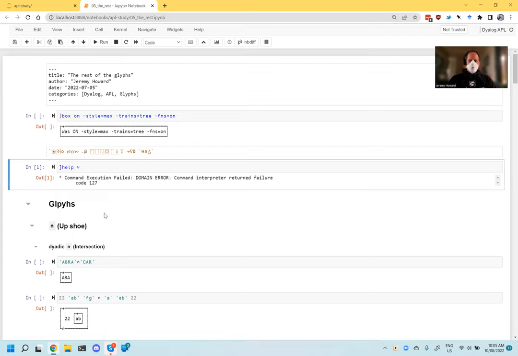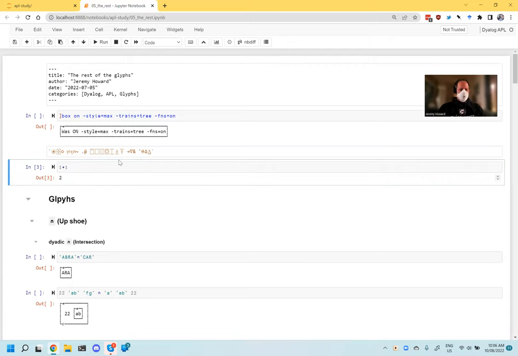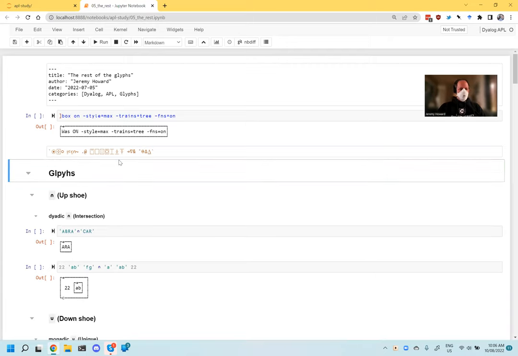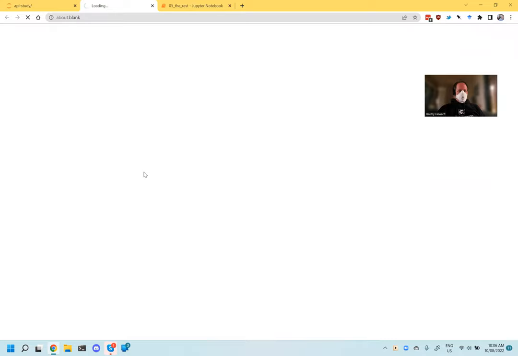Oh. What just happened? That's strange. Huh. Okay, never mind. And have we definitely not done iota underbar? I guess if we did, it would have been probably here.